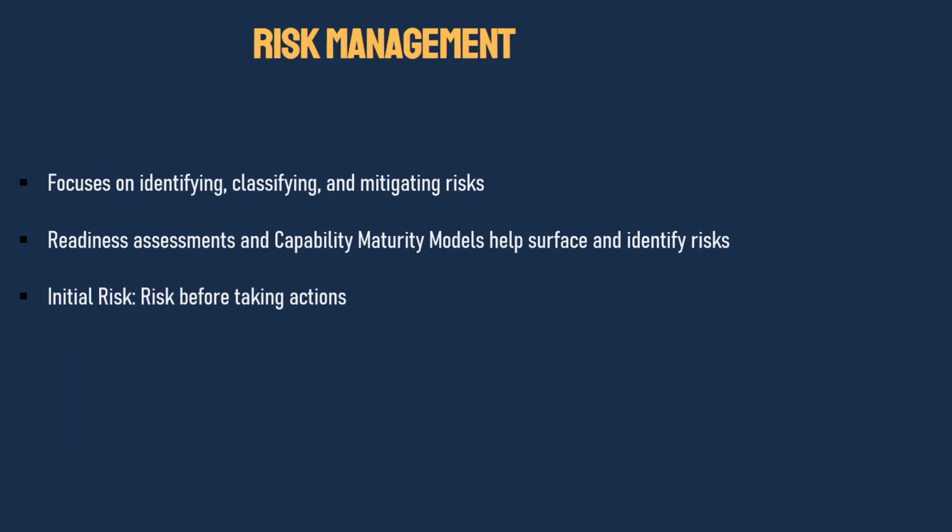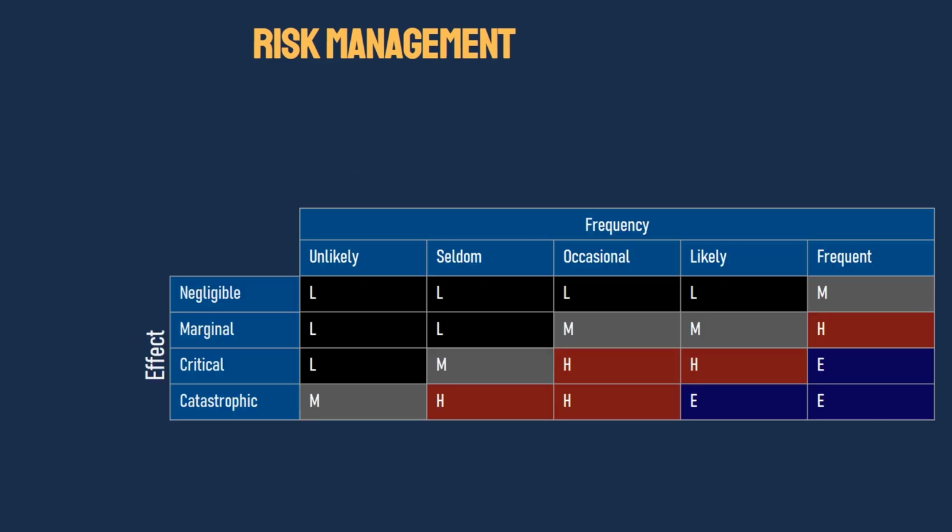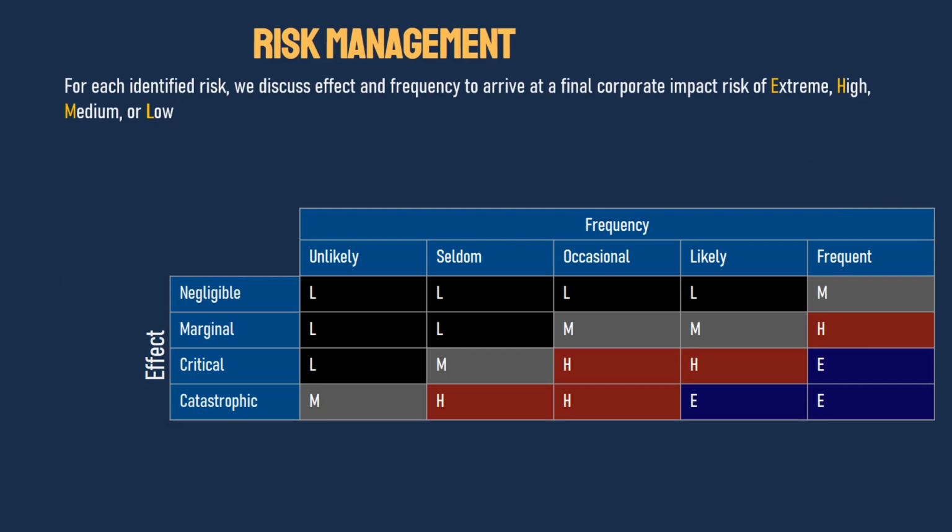The first is an initial risk, which is the risk before taking any action. And the second is residual risk, which is the risk after taking some mitigating action. For each identified risk, we discuss the effect and frequency to arrive at a final corporate impact risk. Typically, we will use a scale like extreme, high, medium, or low.